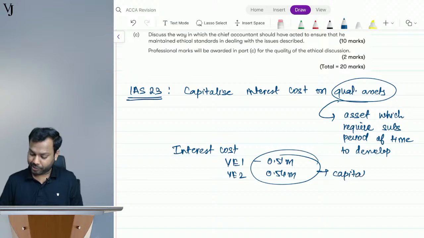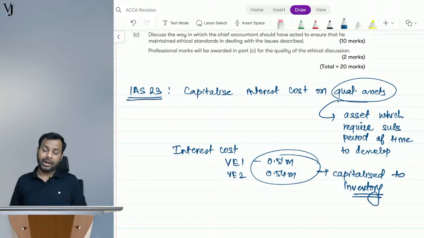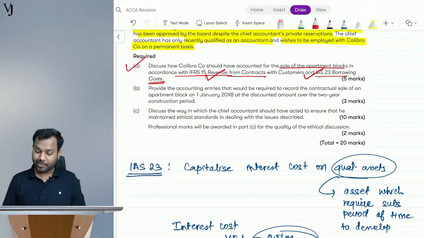Should be capitalized to inventory. Why? Because the apartment block is an inventory to me, right? Because it is held for sale, hence it is an inventory for me. Is it clear, everyone? So this answers this query as well. Now, requirement number A is clear, I believe. You can answer it for 5 marks.